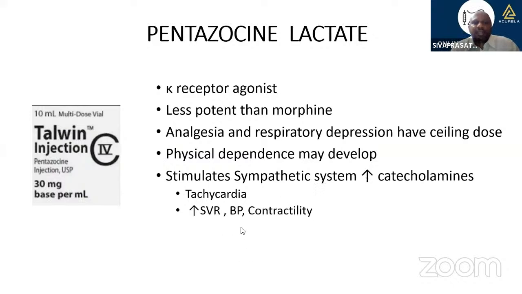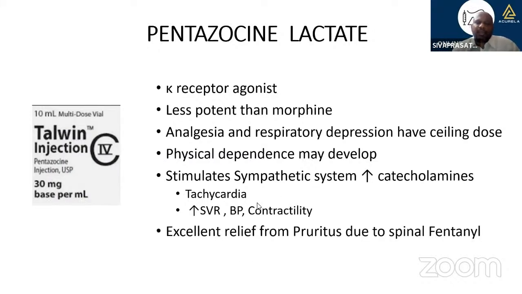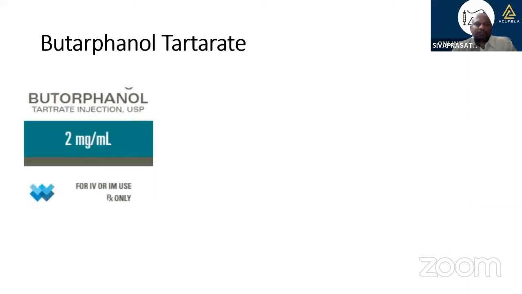This is actually mediated by the delta receptors in the heart. And as I already told you, these agonist-antagonist drugs have got some amount of antipruritic effect if you use them with spinal fentanyl. So this pentazocine has been shown to be really effective when there is pruritus when you use spinal fentanyl.